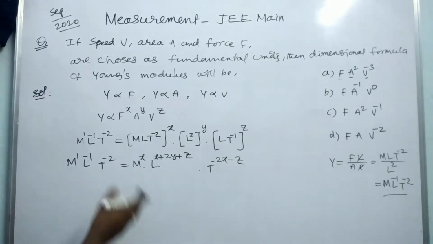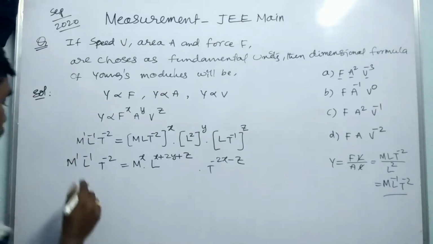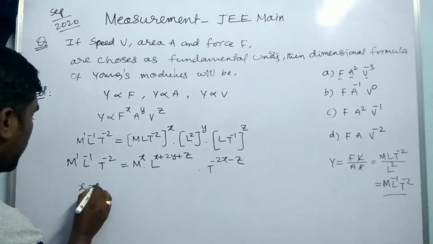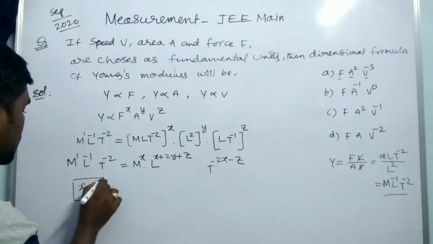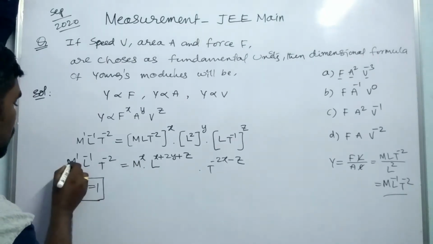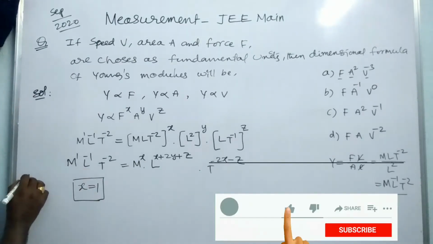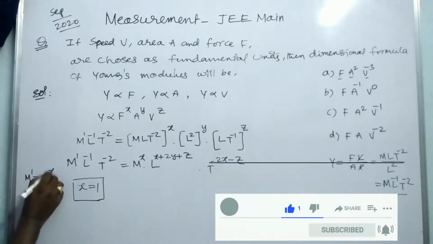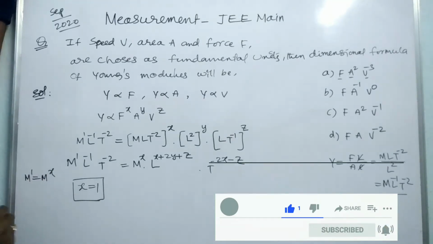By comparing the powers of the components on both sides, x is equal to 1. This is the value of x. So M power x is equal to M power 1. Therefore x is equal to 1.